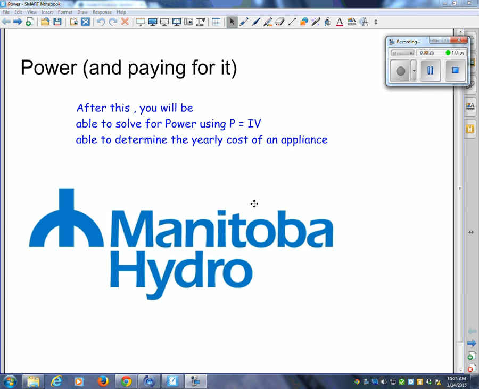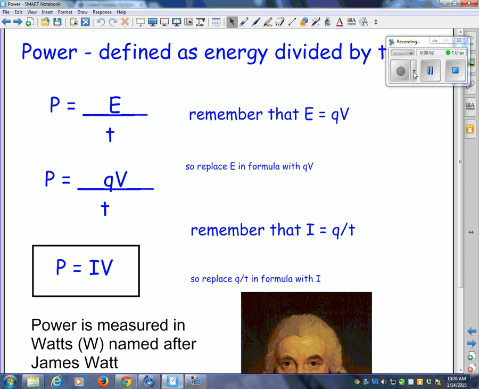And who do we pay this to? Manitoba Hydro. Why is it called Manitoba Hydro? Because we're in Manitoba and we use water. Hydroelectricity comes from the Greek word hydra, meaning water. So where does it use water? I don't think they use as much. I don't know how Alberta provides their power.